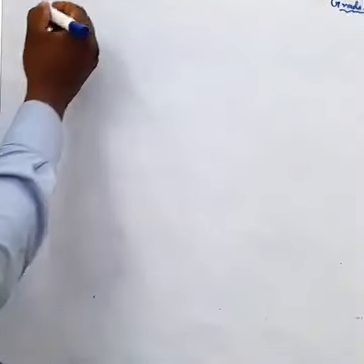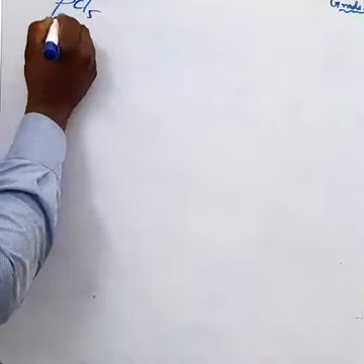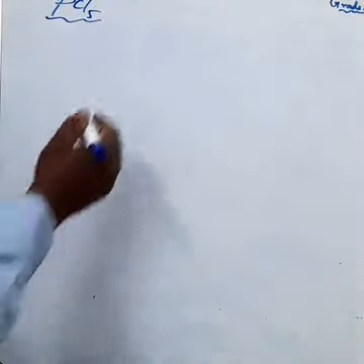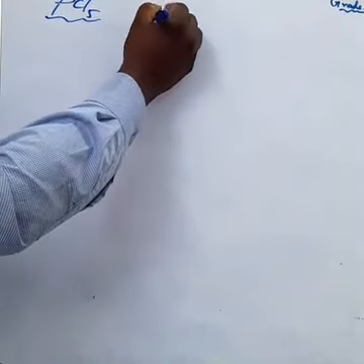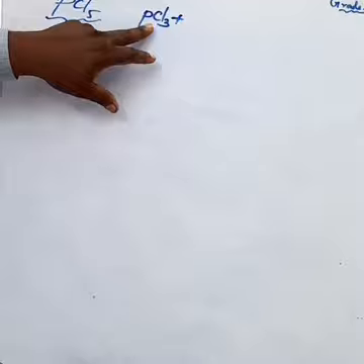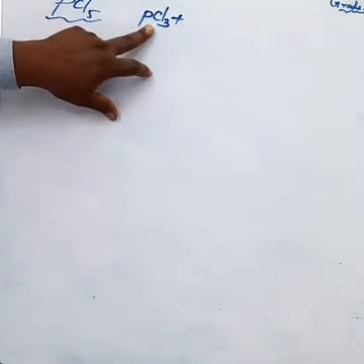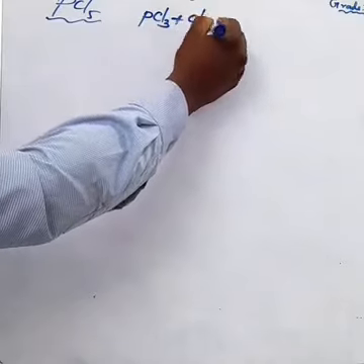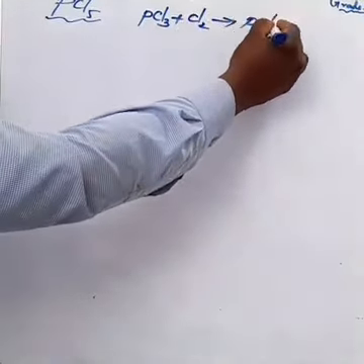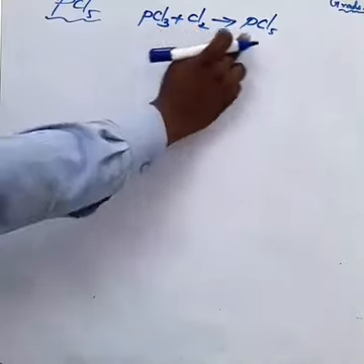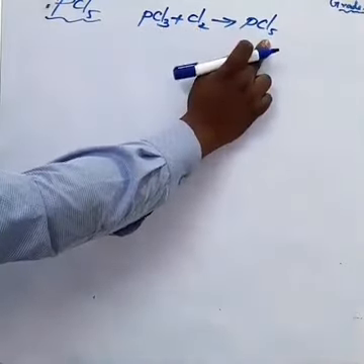Next, phosphorus pentachloride. Penta means 5, all of you know that one. Tri means 3, penta means 5. So how can you prepare phosphorus pentachloride? First we have to take phosphorus trichloride. This phosphorus trichloride reacts with Cl2, chlorine. That is, we are adding excess chlorine. We get phosphorus pentachloride. One of the very important questions.